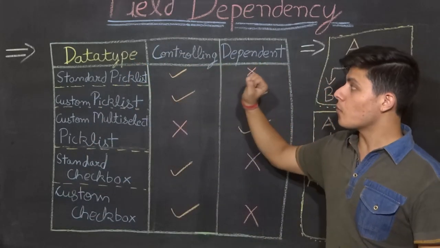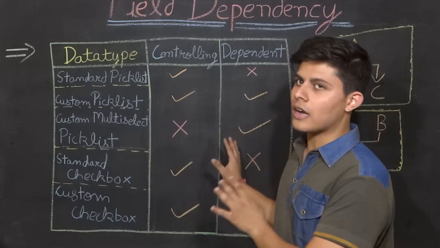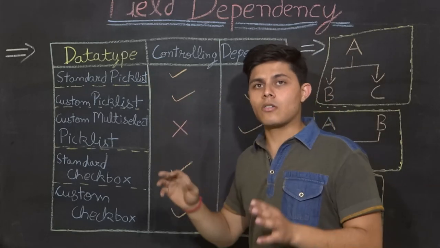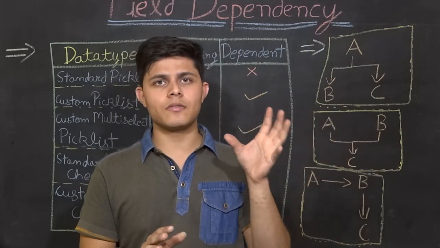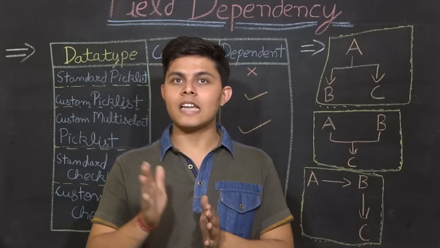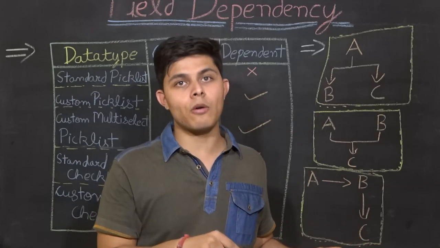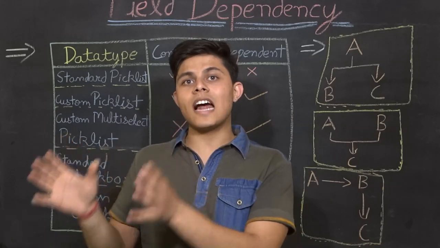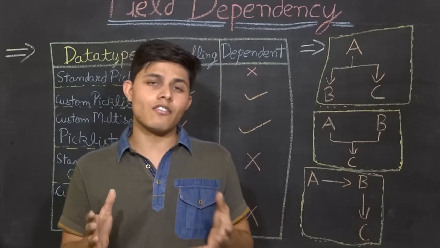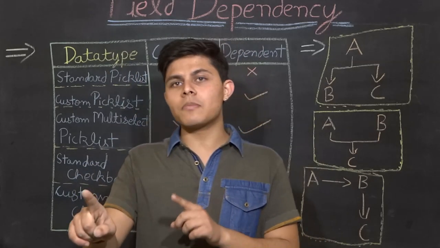And this explains which field can be controlling and which cannot be controlling, which can be dependent and which cannot be dependent. So let's have a clear look at it. Here the first data type is standard picklist and then second is custom picklist. Picklist is a data type which we can use to create fields in Salesforce in any object. But this is further divided into two types, standard picklist and custom picklist. Standard picklist means the picklist fields which are already created in that object and which cannot be deleted. Whereas custom picklist fields are the fields created by you in your object to meet the needs and requirements of your organization, and these fields can be deleted. So this is the basic difference between standard picklist and custom picklist.